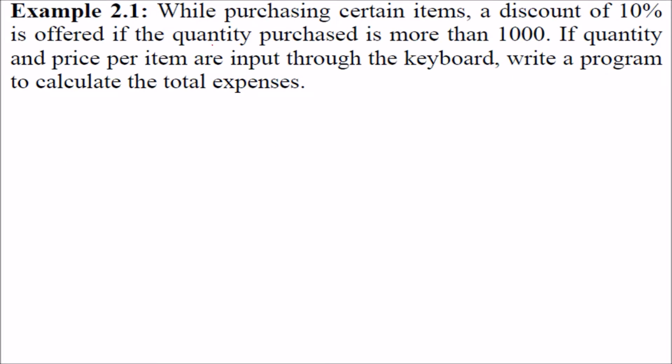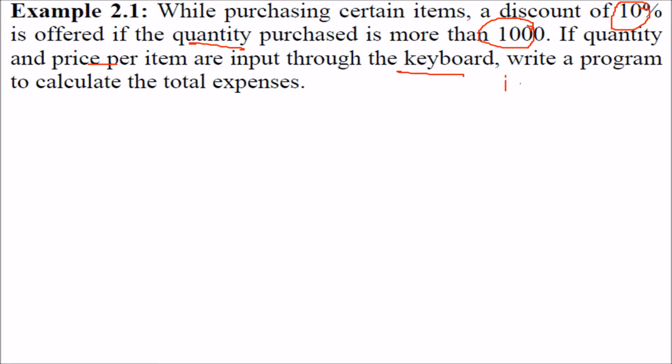Let us take an example. While purchasing certain items, a discount of 10% is offered if the quantity is more than 1000. If the quantity of the item you have purchased is more than 1000, then you are eligible for a 10% discount. Otherwise, not. How to do this? If the quantity and price per item are to be inputted using the keyboard, we have to write a program to calculate the total expenses.